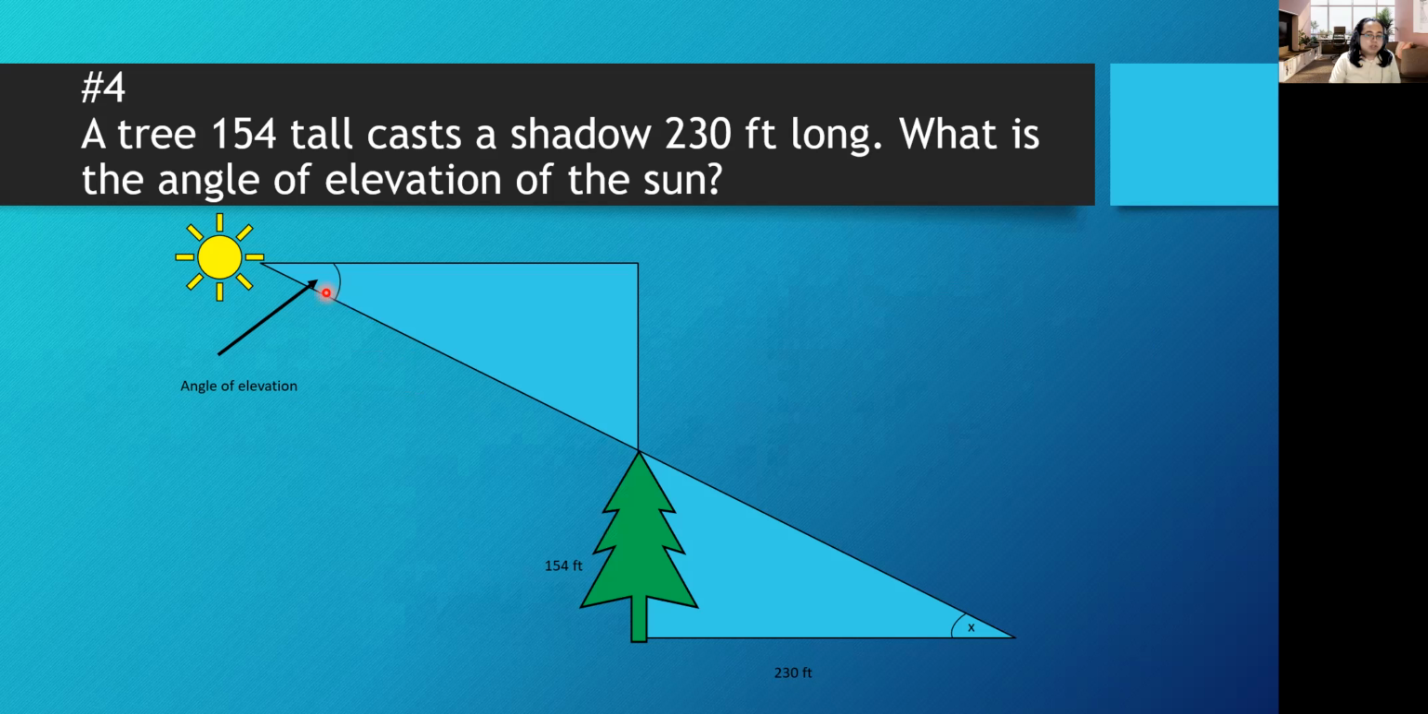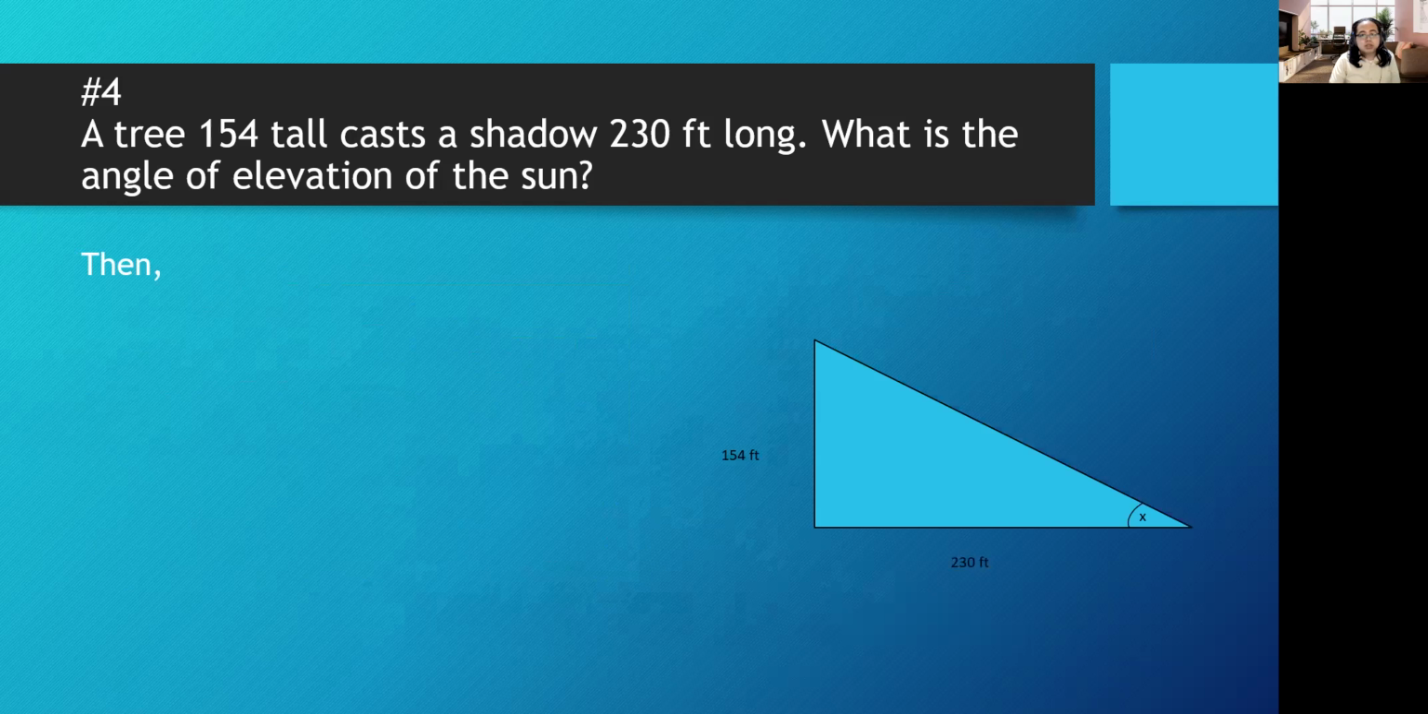And if we are to create another triangle to express the shadow of the tree, we see that the angle of elevation is equal to the angle x here, if we recall our geometry and trigonometry in high school. So we simply have to solve for the angle x using the dimensions of the tree and its shadow. We can then say that the tangent of x is equal to the opposite over adjacent, 154 feet over 230 feet.